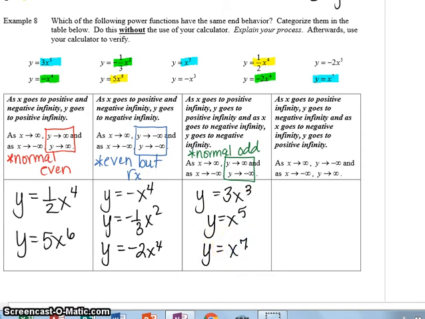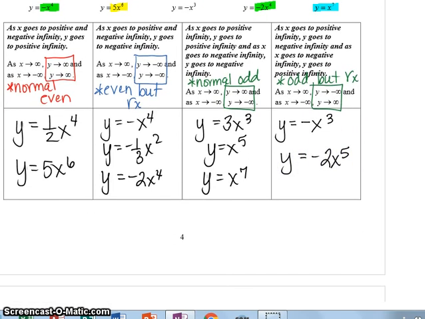Okay? And then the last one is going to be flipped. These are your odd functions, but it has a reflection over the x. Okay, so that's all the ones that are remaining that I didn't highlight. So y equals negative x cubed and y equals negative 2x to the fifth.